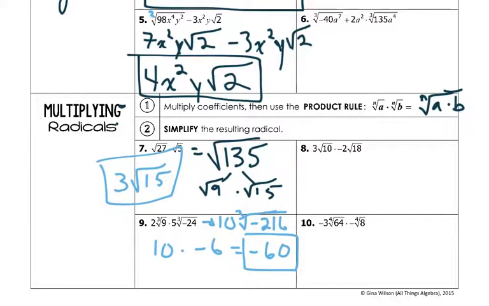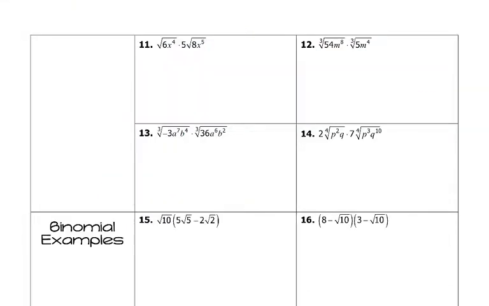I'm not done with the lesson, but I just thought about you guys. So anyway, negative 60. There we go. All right, let's continue here. Now, I'm only going to get to number 13 here. I'm not doing the binomial examples. We're at 19 minutes on the video right now. Don't want to overdo it. Just want to get you guys going with this.